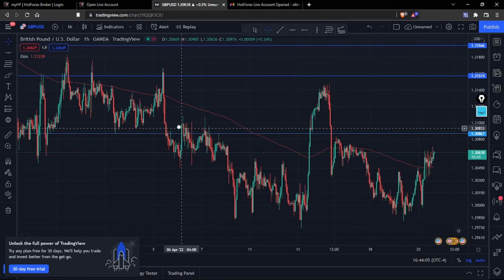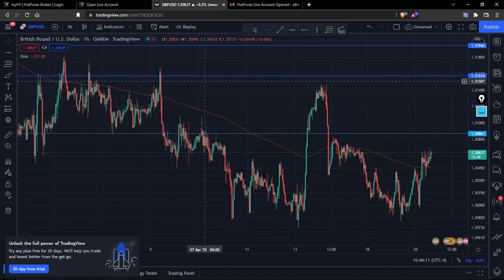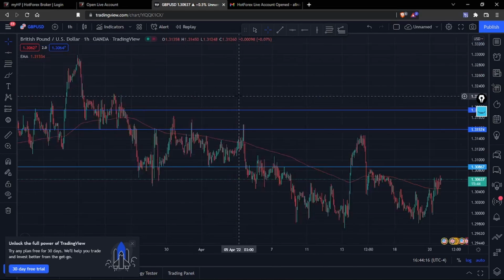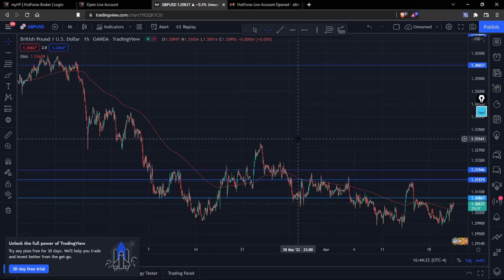So we know that if the price is supposed to, for example, break above and start going higher, it might respect or react to this level right here in the future, because it has done so already in the past. So that's how we identify support and resistance zones on any chart.